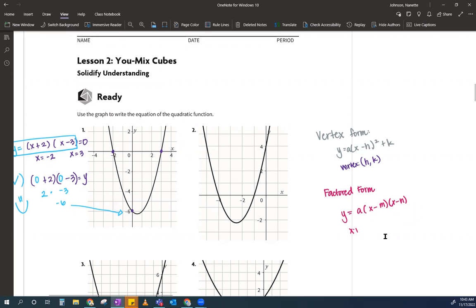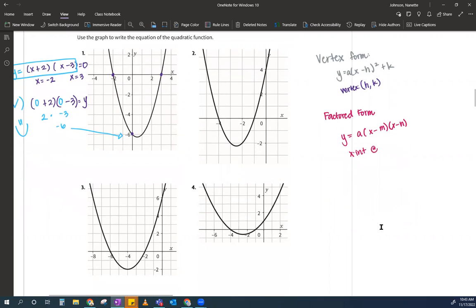Then there's the standard form, which I don't really use. I mean, I will use it, but it's the form that they give you all the time, right? It looks like this: y equals ax squared plus bx plus c. It's the form that you will most likely see most of your equations written in. One of the useful things is that you know your y-intercept is c. Each of these, depending on what they give you, I will use.